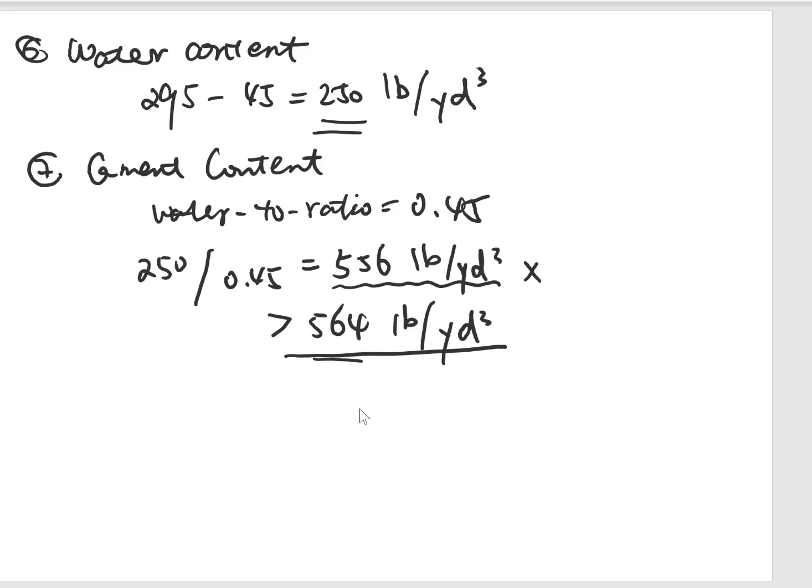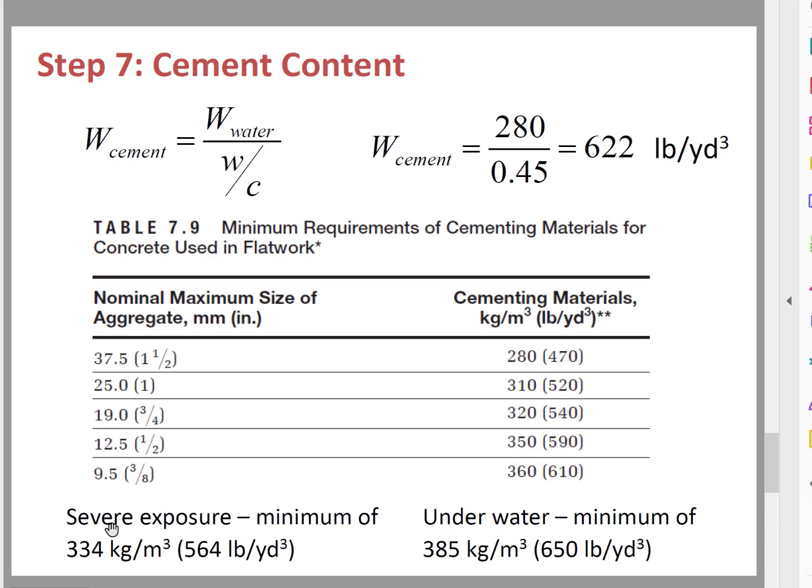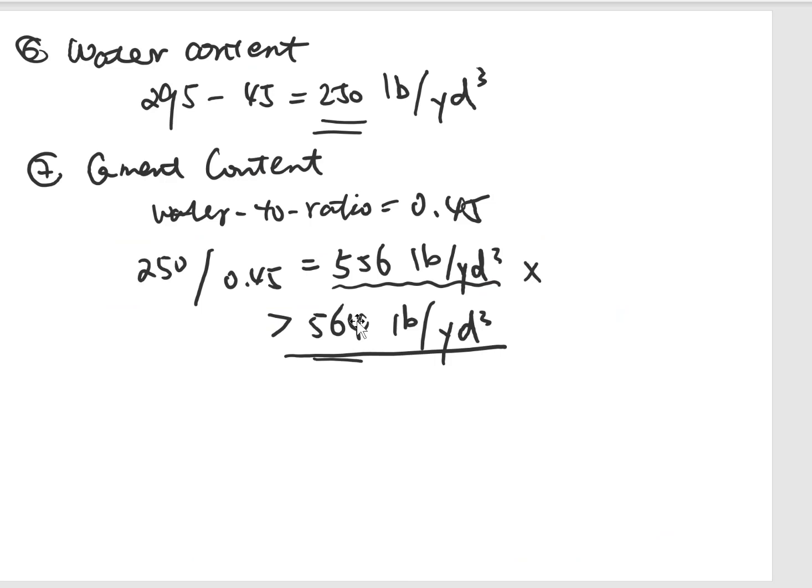And the severe exposure condition in this slide is defined as severe freezing and thawing cycles, de-icers, and the sulfate exposure. Which is exactly the environment we are going to have in this project. So we satisfy this severe exposure condition, and we need to follow this minimum requirement, and so we decided to use 564 pounds of cement per cubic yard of concrete.